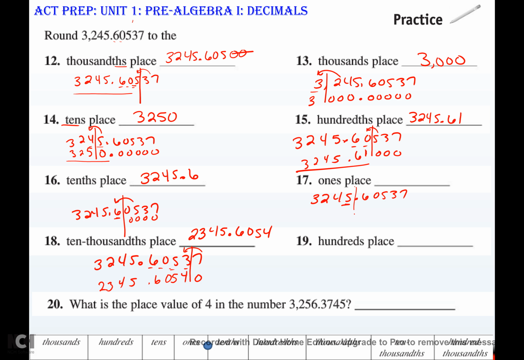Okay, 17, they want me to round to the ones place. The ones place is the 5. The 6 is going to bump that up to a 6. These would all turn to zeros. So we would have 3246.